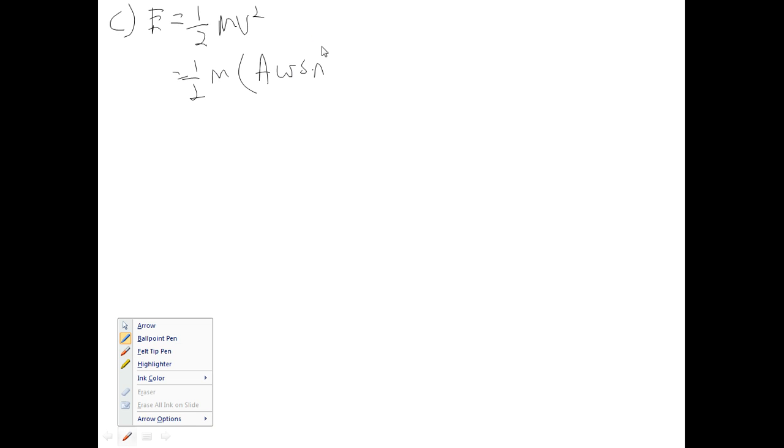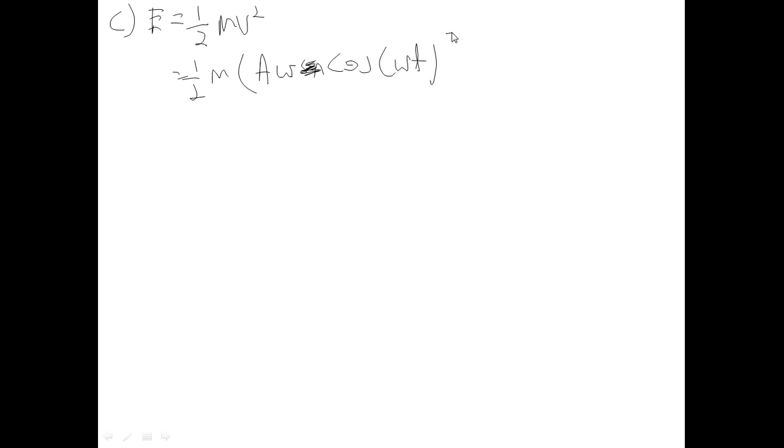It's not sine. I deleted it. It's actually cos omega t. Sorry, bear in mind, it's not sine. So then I will have half of m a square omega square cos omega t.